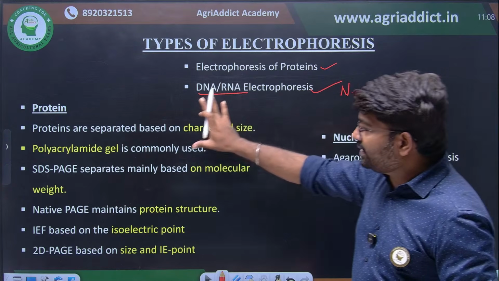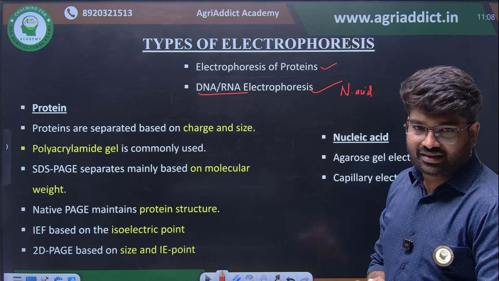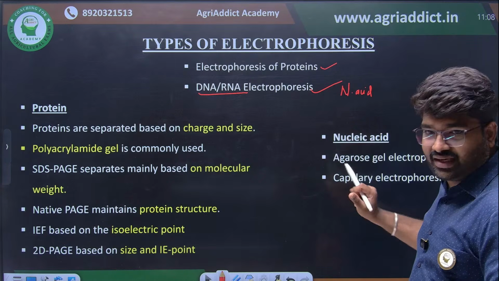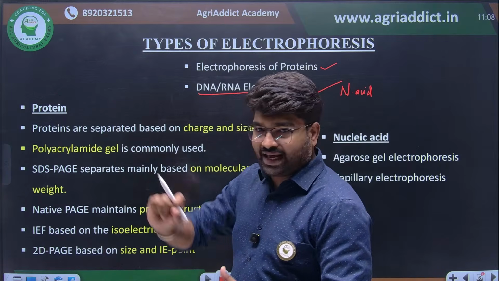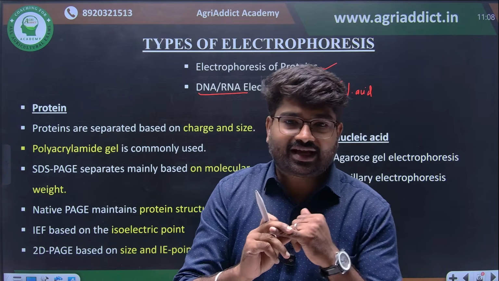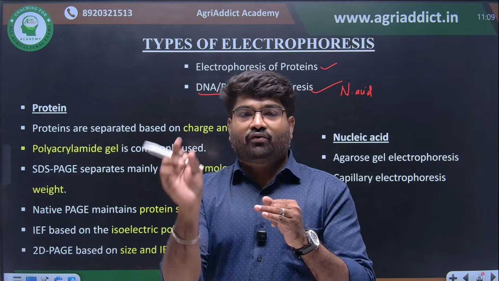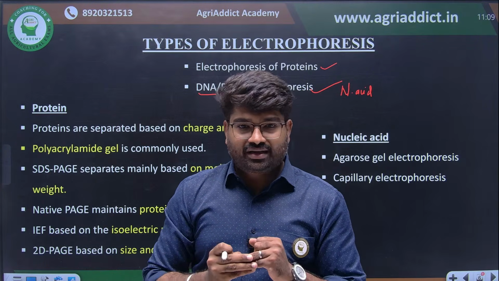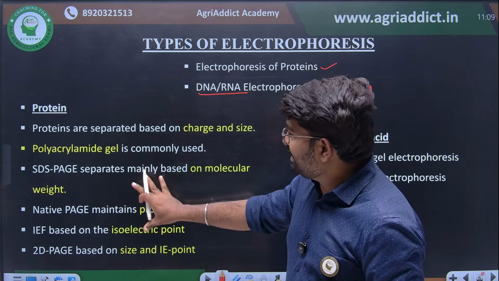These are the different types of techniques used for separation of proteins. These are the different types of techniques used for separation of nucleic acid. Here, the question they will ask is: what is the different technique used for protein separation and what is the basic principle? On what basis are the molecules resolved or separated? This is the question they will ask.